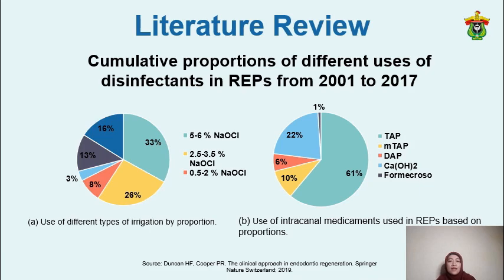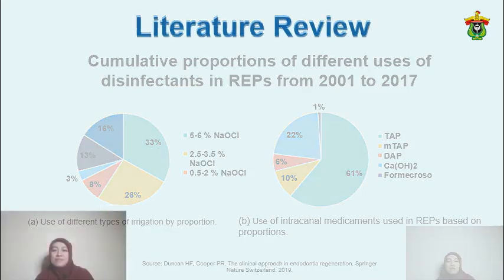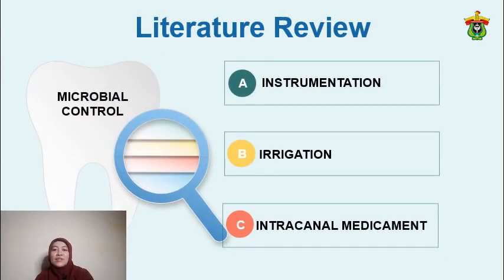In recent findings, the use of irrigation with sodium hypochlorite 2.5 to 3.5% and ethylenediaminetetraacetic acid has become popular, while for intracanal medicaments, the use of triple antibiotic paste is relatively popular among clinicians. There are three microbial control techniques in the root canal space: first, instrumentation; second, irrigation; and the last, intracanal medicaments.